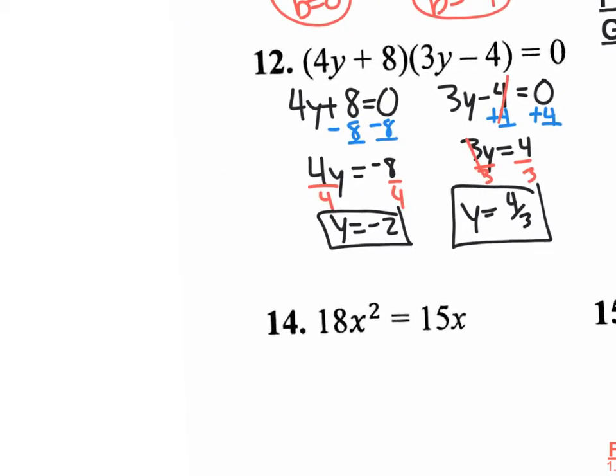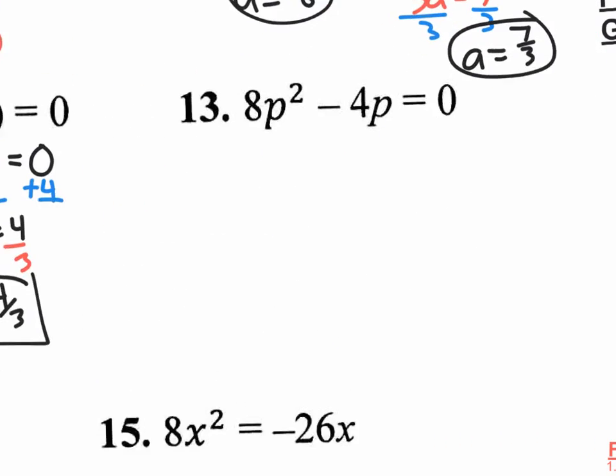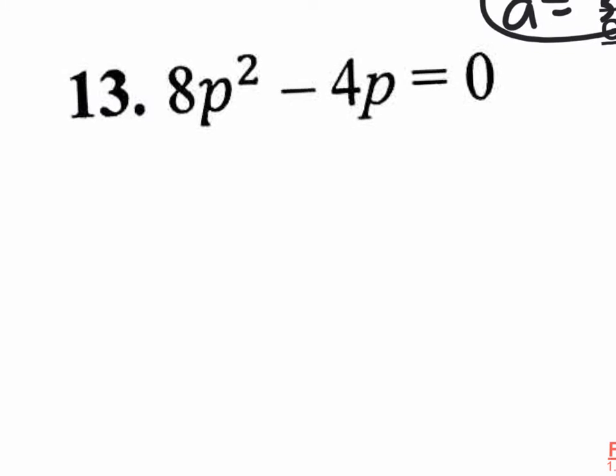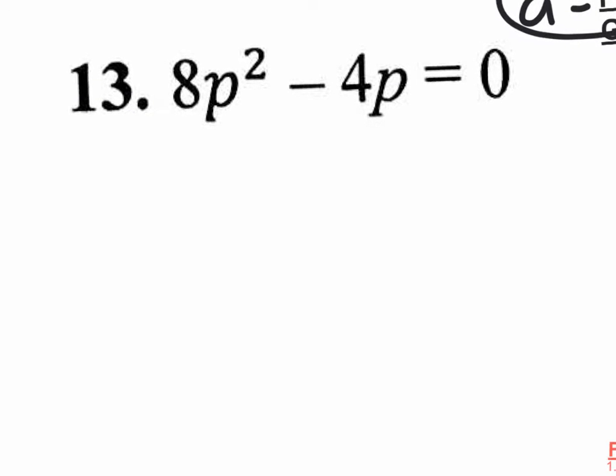Now if you look at number 13, number 13 is not in factored form. Okay, so this is where factoring kicks in. On the left side of this equal sign, you have a binomial. You have two terms. Let's always try to factor out the GCF first before any other factoring method.